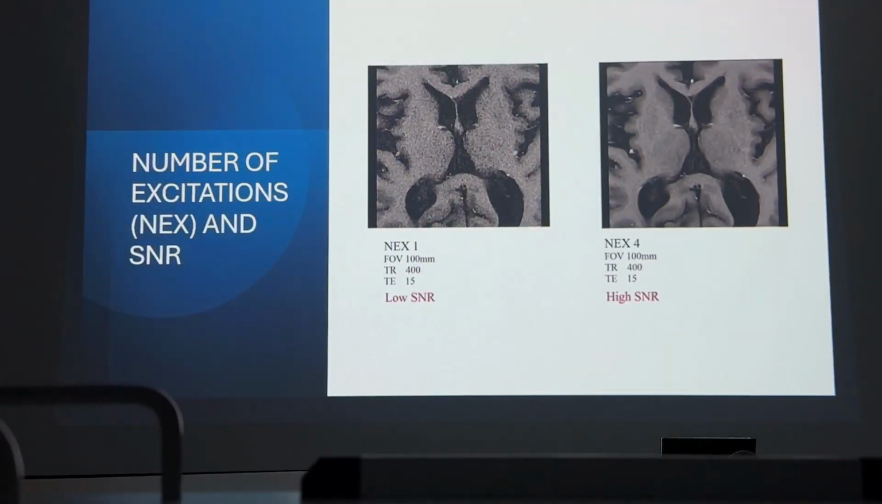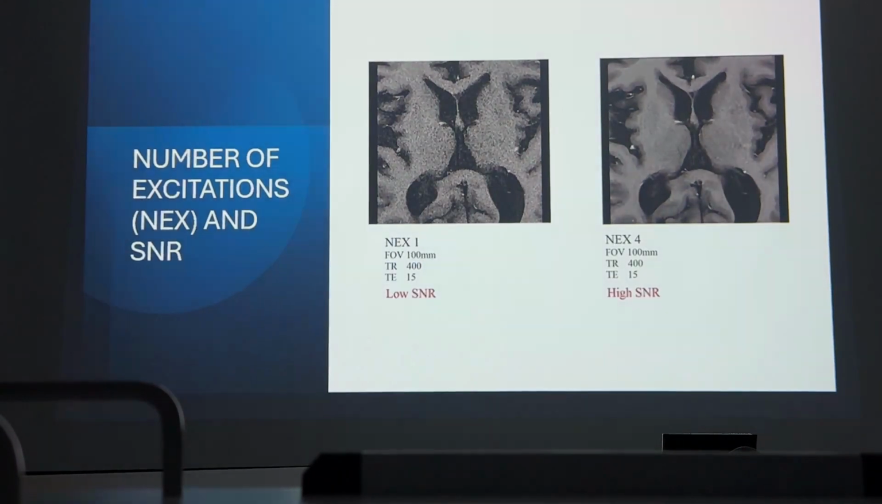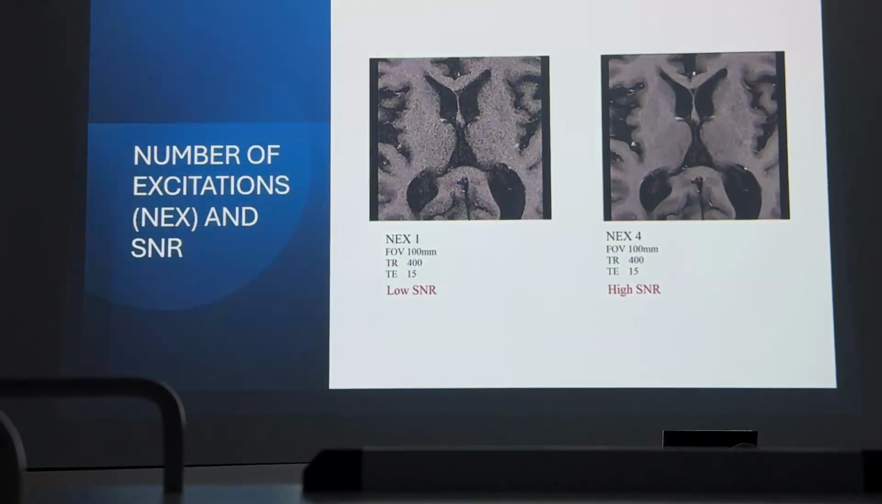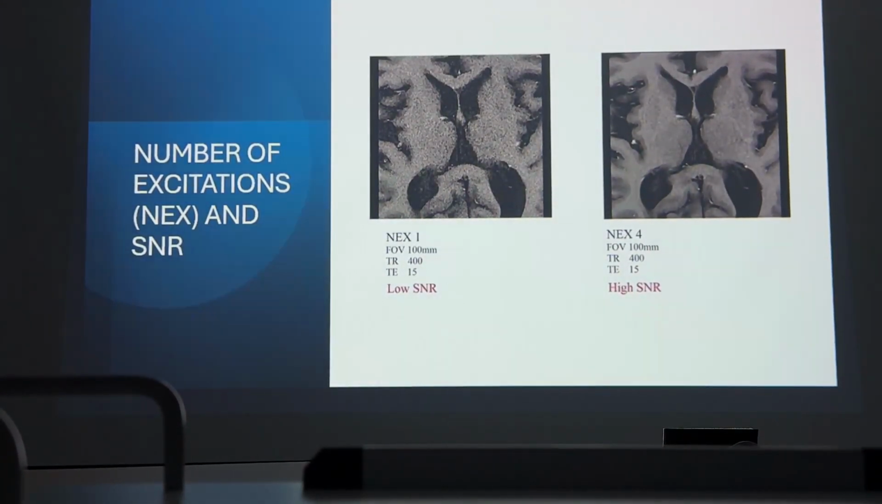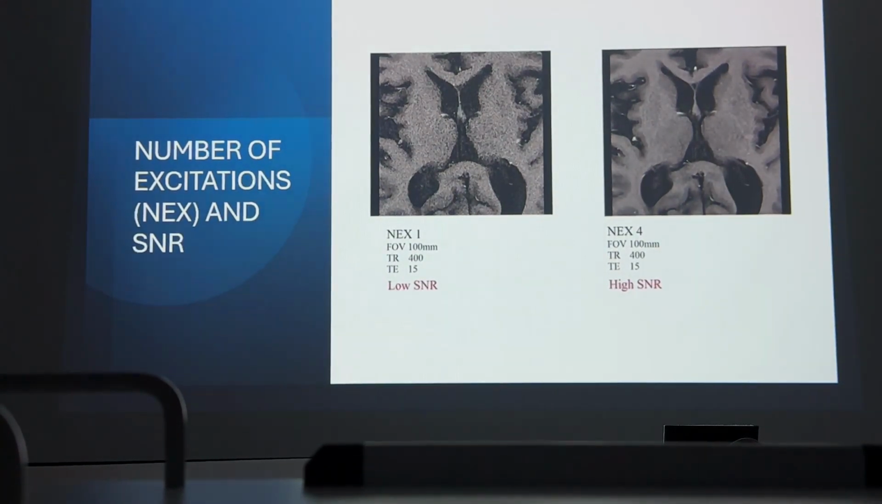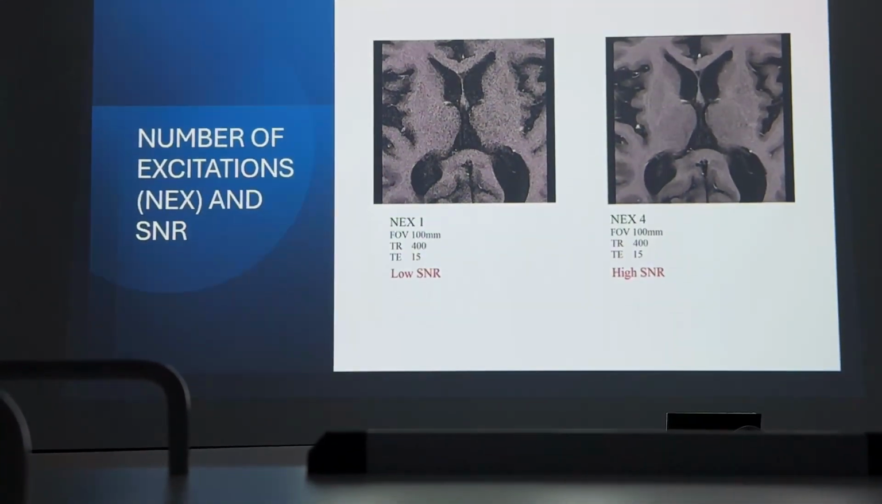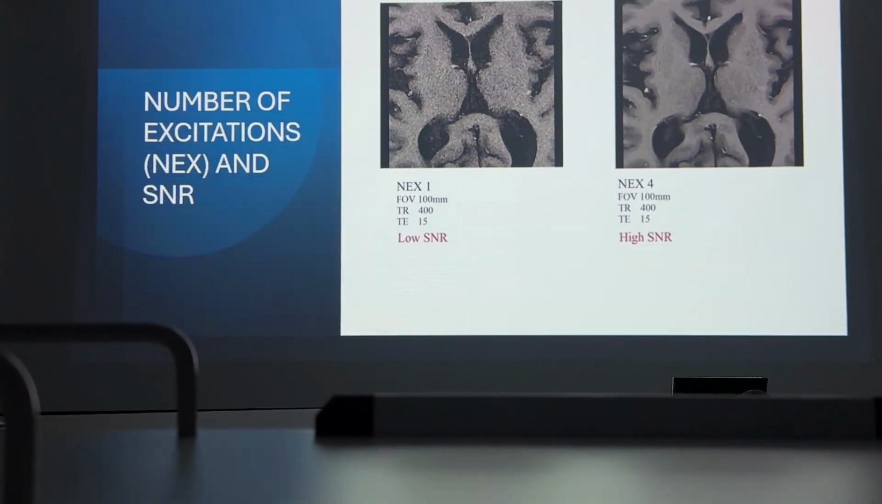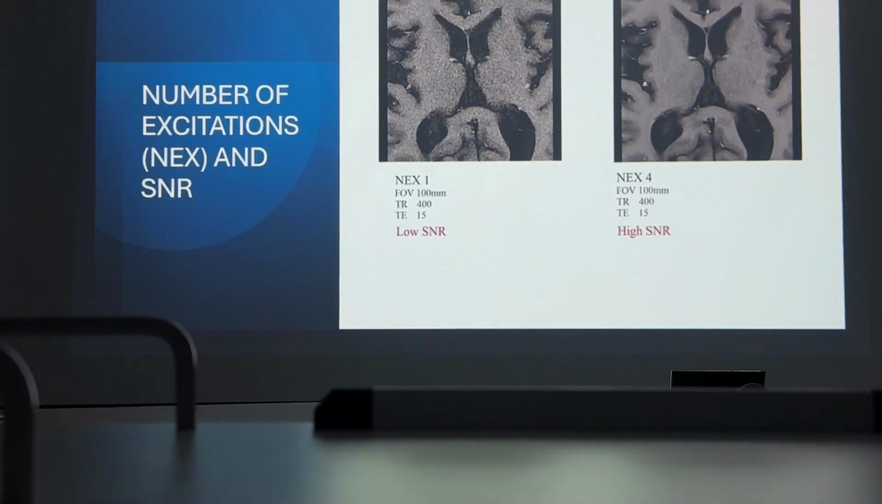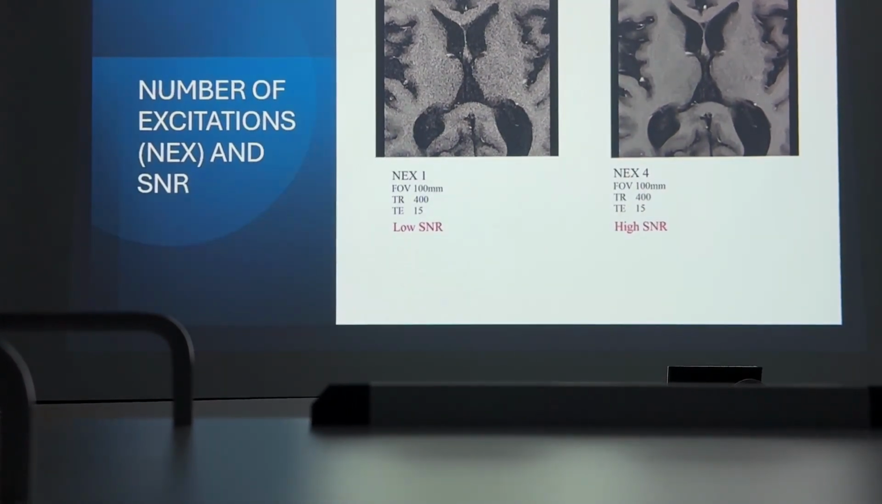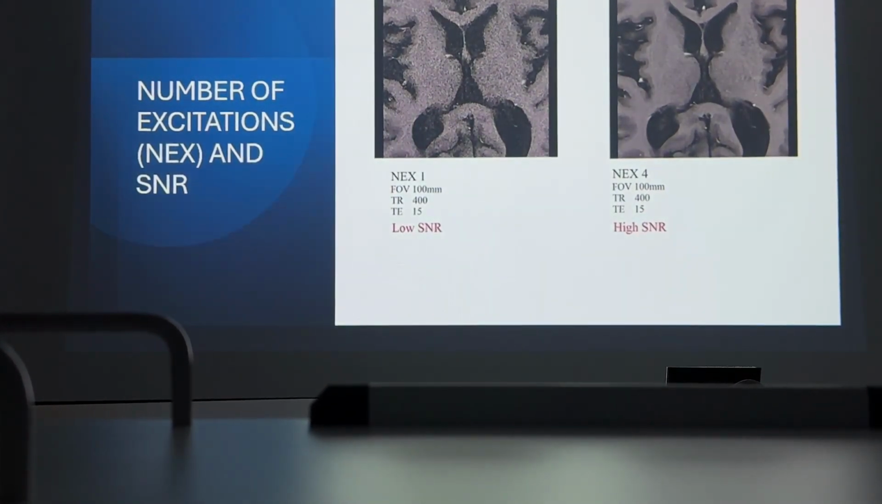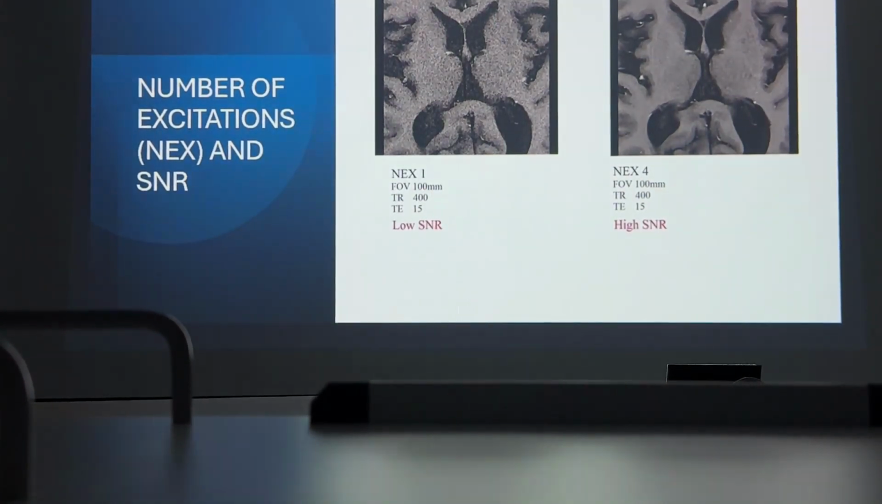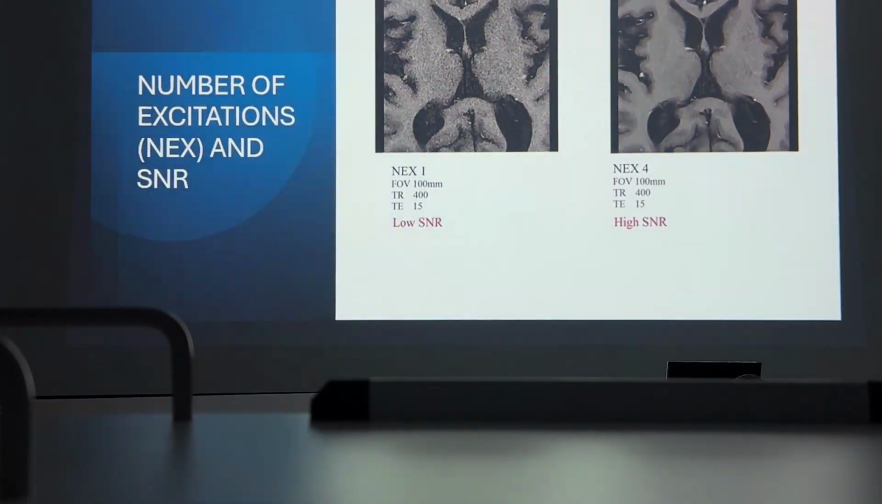Next, NEX and SNR. NEX means the number of excitations. Number of excitations is a measurement parameter used to represent how many times data is acquired to form the same image, and the relation is that increasing the number of excitations always improves the SNR and improves the image quality, as we see in this example.